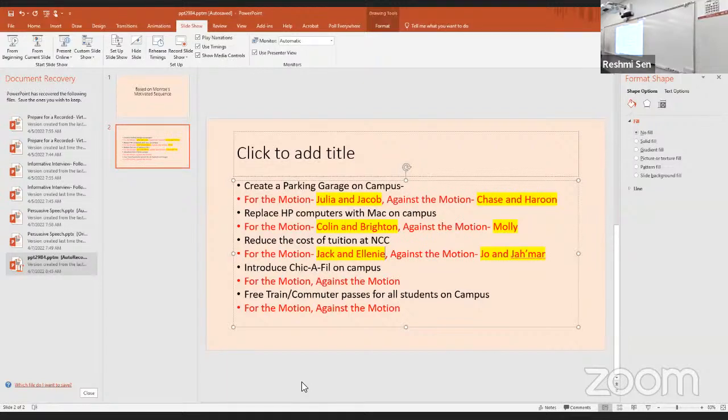All right. So one of the big things if they were to switch HP computers with Mac computers is that you can transfer all of HP's information to a Mac computer with an HP chip.